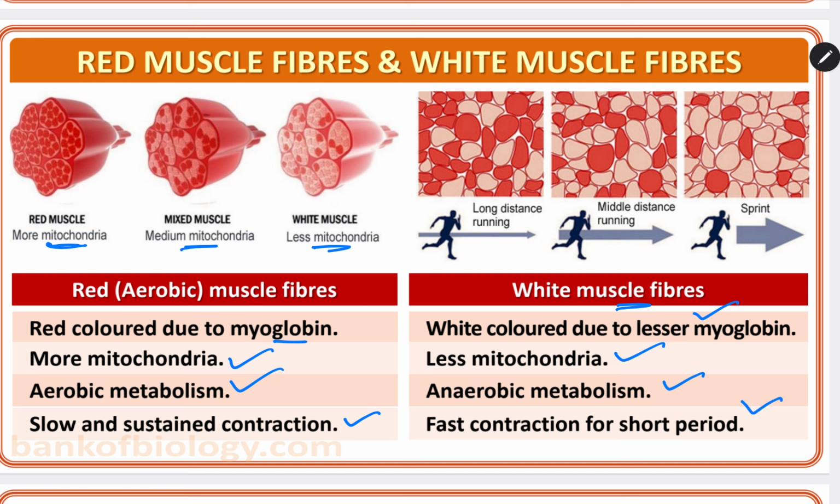You can see long distance running means the runner runs slowly because he has to cover a long distance. So like this, muscles are arranged like this. Middle distance running means mixed, medium mitochondria are present, and sprint means full fast running like 10 meter, 50 meter, 100 meter running. So an athlete has to sprint, running very fast. And here you can see only white muscles are present, less mitochondria.